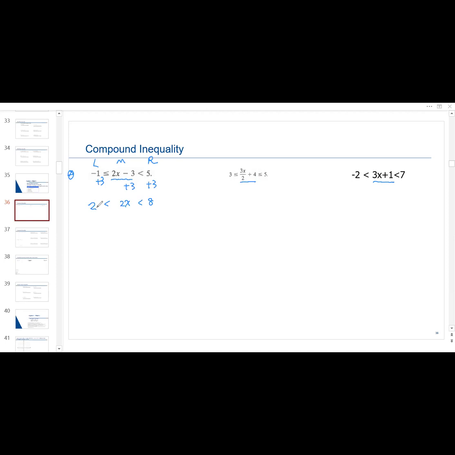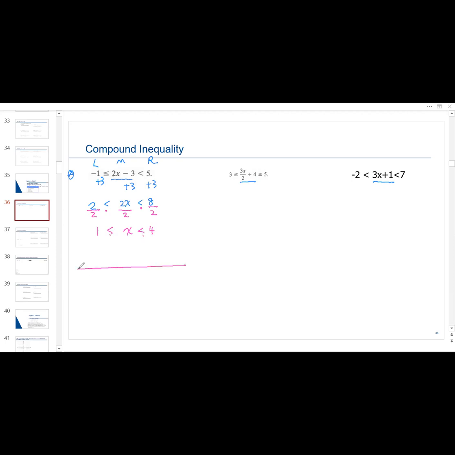All right. So right now, for three sides, three parts, divide by 2. You do the same. Since they are positive numbers, the inequality signs are not changing, keep the same, right? The middle is x, the right is equal to 4, the left is equal to 1. The inequality signs are not changing.